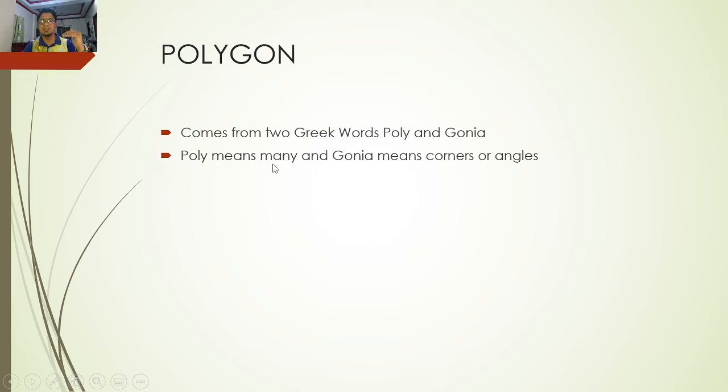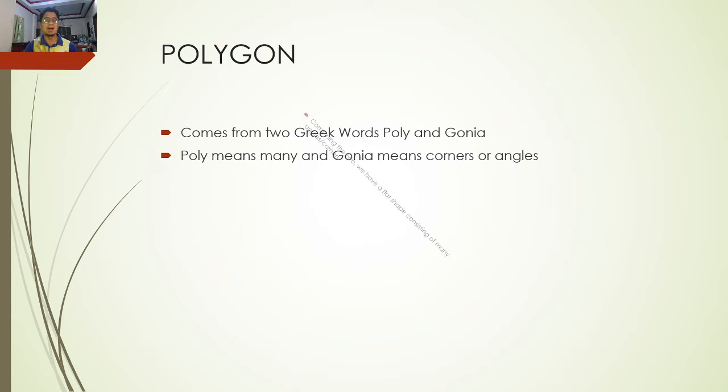Kaya nga nung bata pa si Sir, merong vitamins na ang tawag, pambata, polyvisol. Siguro alam ito nung magulang ninyo. Poly means many. Vi stands for vitamins. And sol, solution. So, many vitamin solution. Ito yung multivitamins ng mga bata nun. Polyvisol. So, poly means many. And gonia means corners or angles. As I have mentioned, gonia is actually a plural word. The singular word here is gonus. Ano po? Now, that means corners or angles.